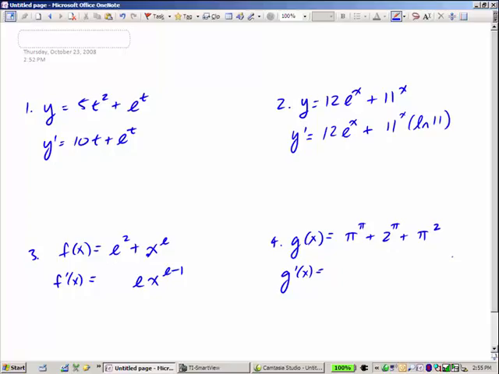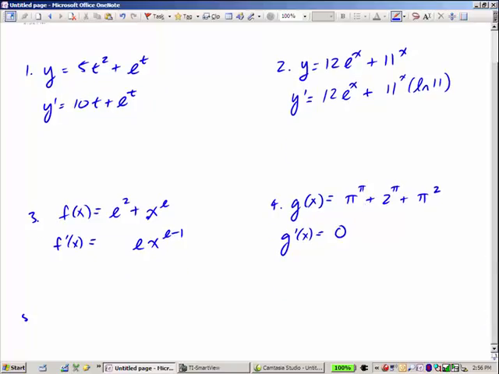Pi times pi is just a number, so it goes away. All right. And then 2 to the pi is just a number. That goes away. And then pi to the second is just a number, so that goes away. So what's the derivative? Well, a number. Zero. What's the derivative of a constant? 0. Yep. Good. Nice. Yeah, Rachel.